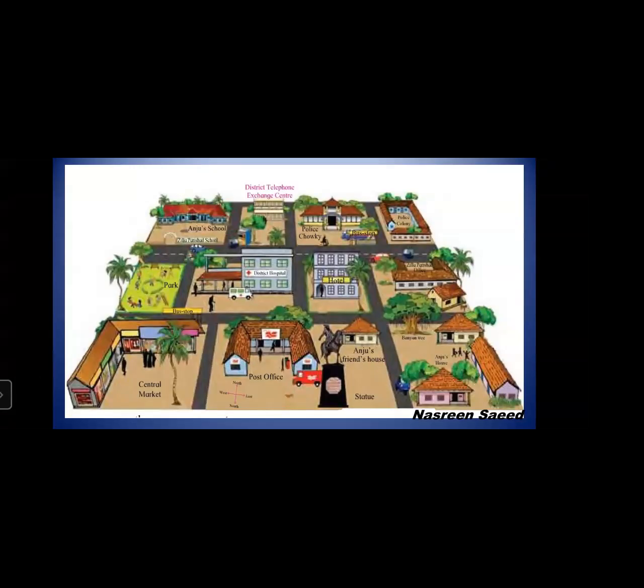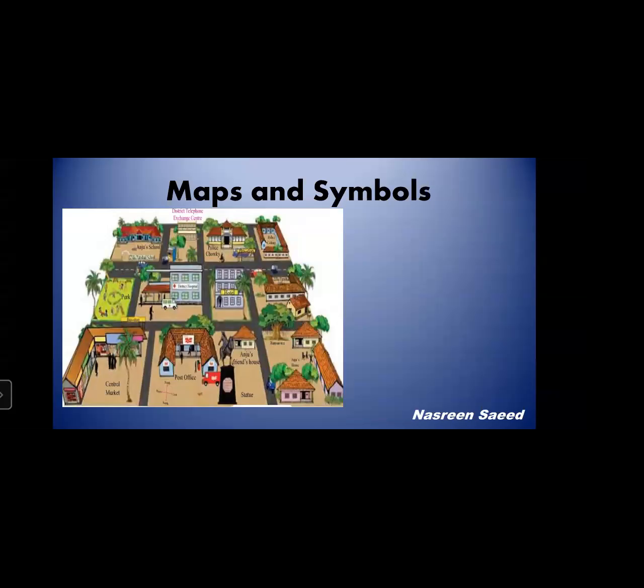Now, this picture shows the area around Anju's house and school. We have to complete a small activity based on this picture. Now, what is the activity? Let us see. Find Anju's house in the picture. So, where is Anju's house? Yes. Can you see the circle which I made down in the bottom? That is Anju's house.